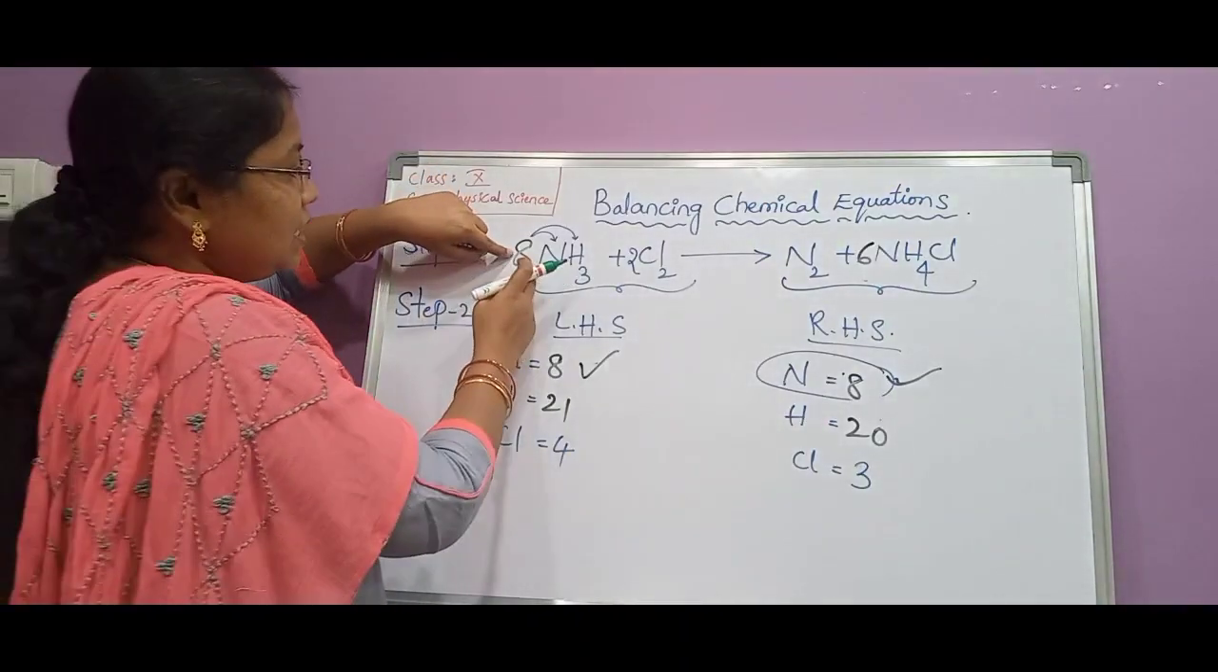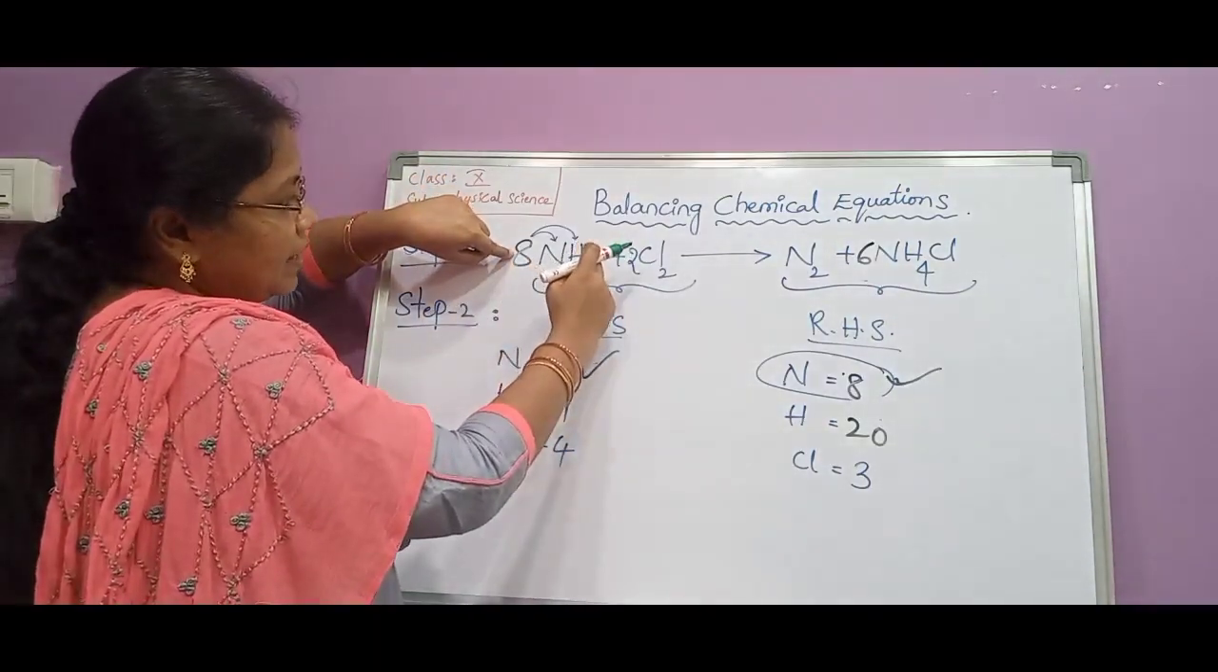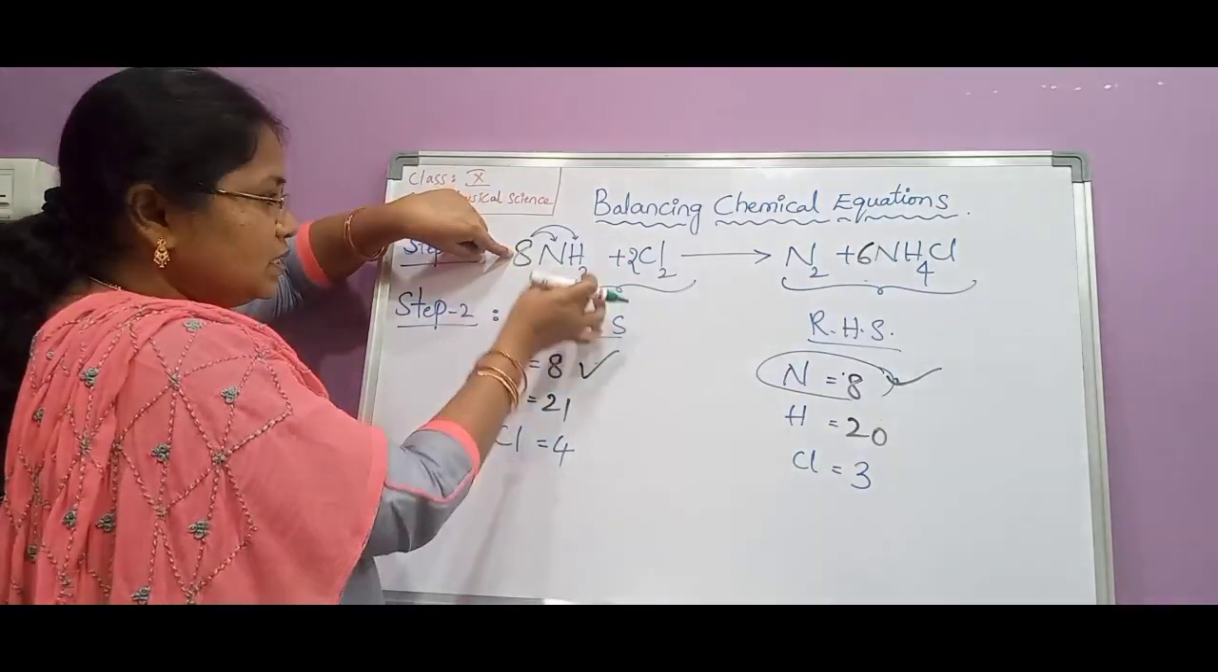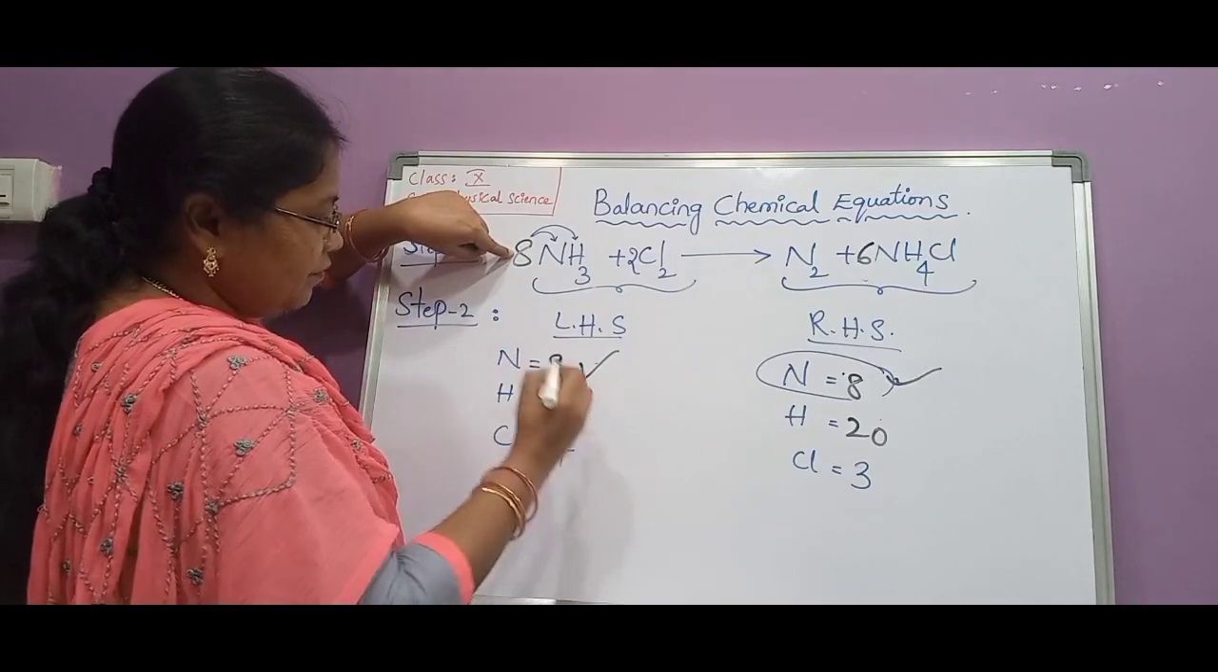Okay, now count the hydrogen atoms, children. Here 8 is there, and for hydrogen there is a subscript 3. So we already know that we have to multiply the coefficient with subscript. 8 into 3, that is 24.